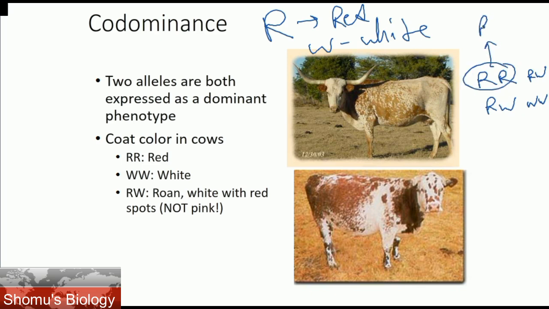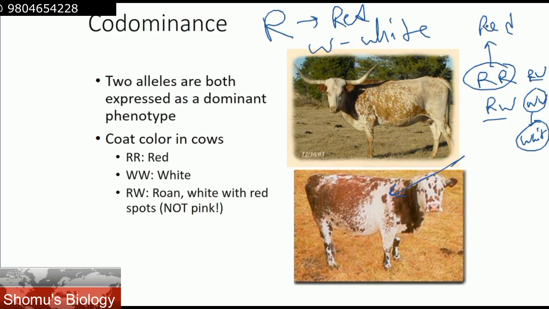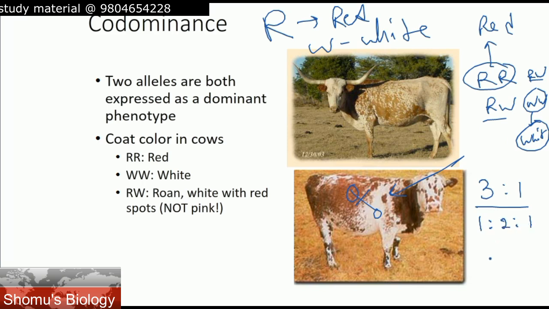RR will be red, WW will be white. What about R and W? As R and W both try to be dominant here, RW will be neither red nor white, it will be a white-colored body of the cow with red spots in it. Both the white color as well as the red color are present, a codominant feature. Usually the phenotype ratio should be 3:1, 3 red, 1 white. Instead of that, 1 red, 2 red-white and 1 white. So the phenotype ratio is changed from 3:1 to 1:2:1.